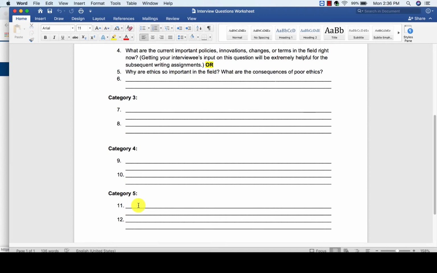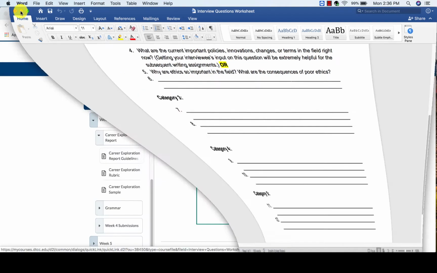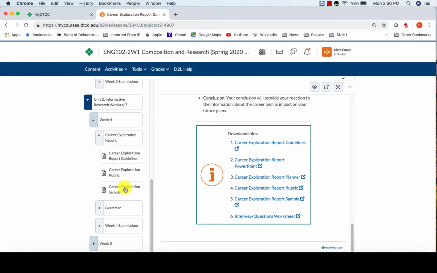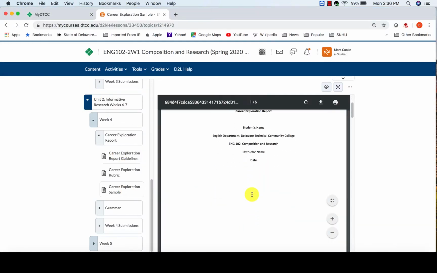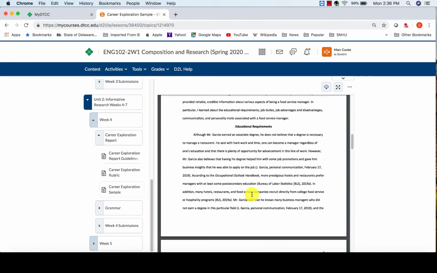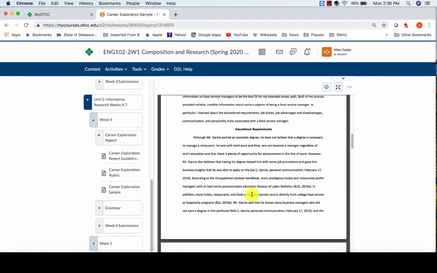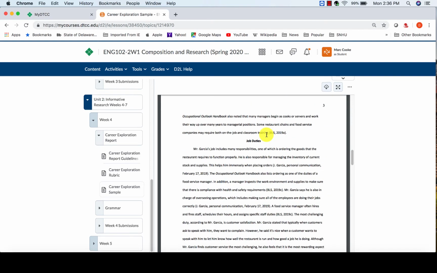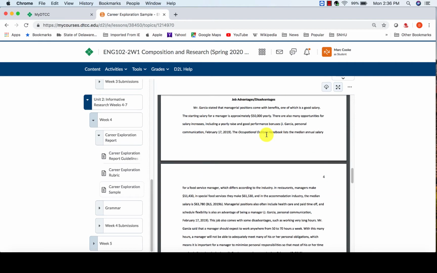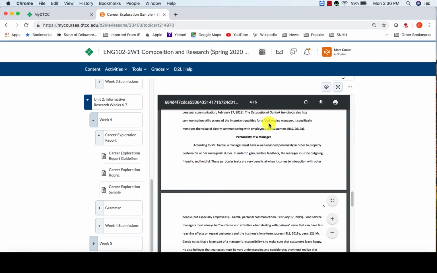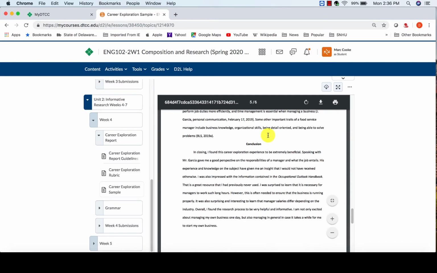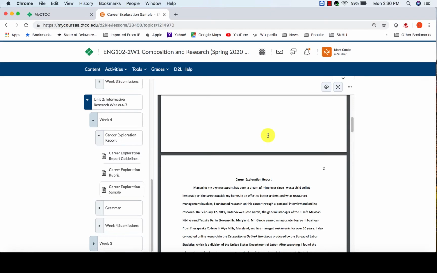When it comes time for doing the actual interview report, or the actual career exploration report, and if we look at the sample, you will see that there are different headings. We have educational requirements, job duties, job advantages, disadvantages, communication, personality of a manager. Okay, so if you use the categories, you'll have enough information to build the actual report.